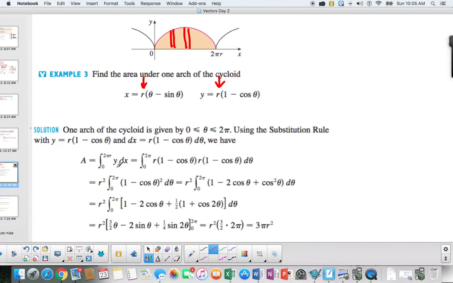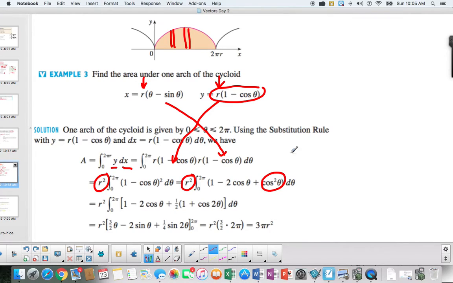This is our height, and here's our width. And we're going to go from 0 to 2 pi r. And our y, here it is. We're going to write it right there. And then dx, that means we're going to take the derivative here, and that's going to be right here. Do some multiplying out. We're going to take our r squared out here because it's a constant. And this is interesting.